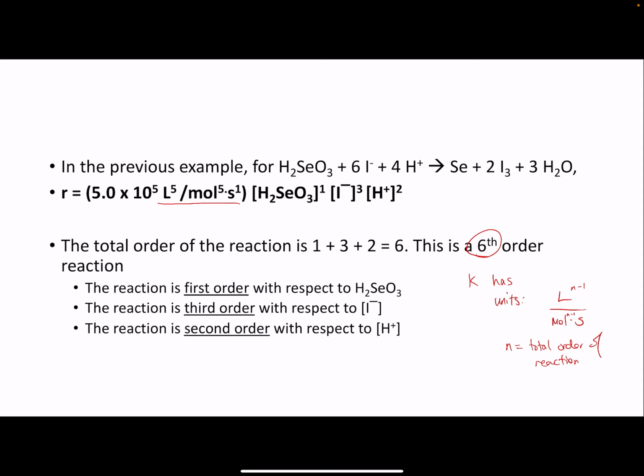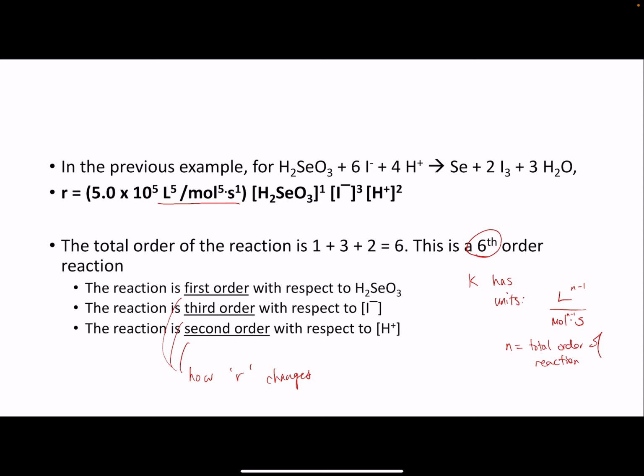The other exponents, the individual exponents, represent specific orders. So first order, an exponent of 1, in this case represents the relationship between the concentration of selenic acid and the rate of the reaction. We're going to look at each of these independently, what the numbers actually mean, because they describe how the rate changes, right? How R changes with changes to the concentration of that specific reactant. So it's an individual identifier.